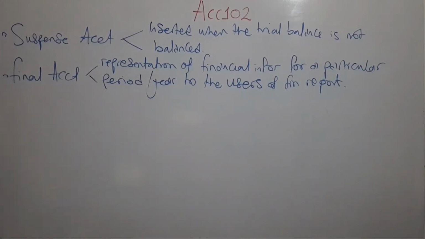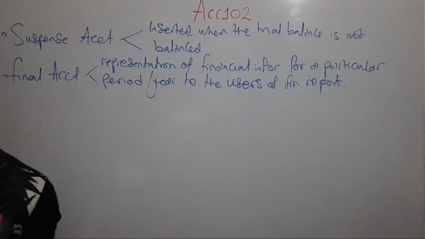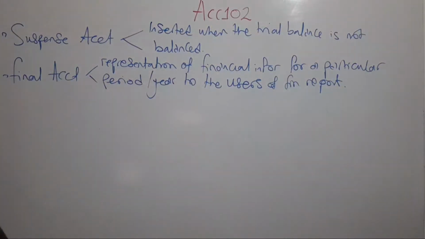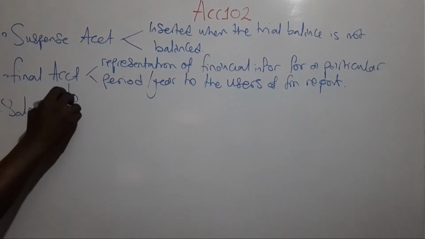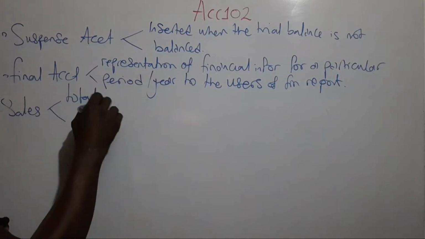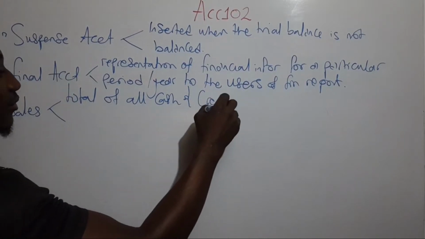Now, to start with, we have sales. Sales is something we are very used to hearing from time to time. Sales, sales, sales. Now, sales represent the total of all credit and cash sales made to a third party. So we have sales, the total of both cash and credit sales.